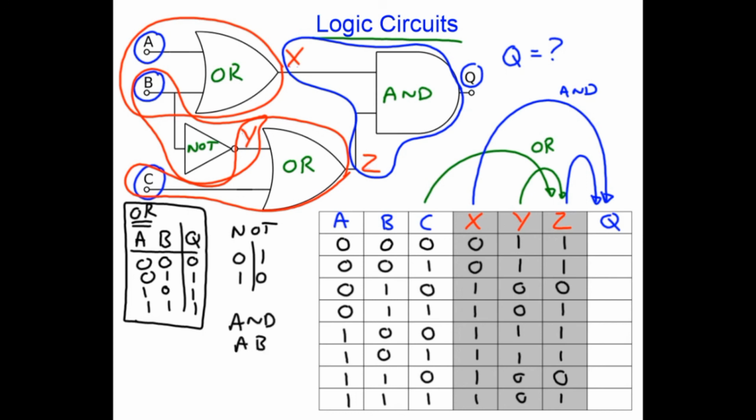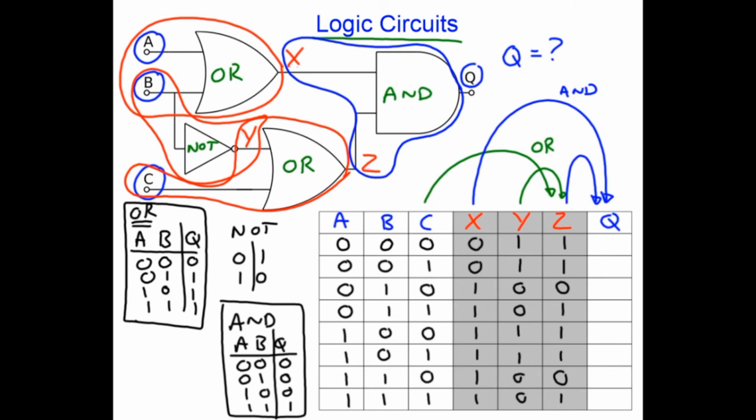So A, B, Q. So we go 0, 0 gives me 0; 0, 1 gives me 0; 1, 0 gives me 0; 1, 1 gives me 1. So that's the AND gate. So these should be bread and butter for us. We should know these each time.